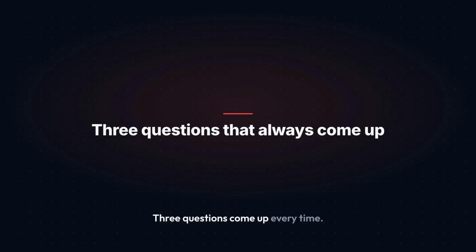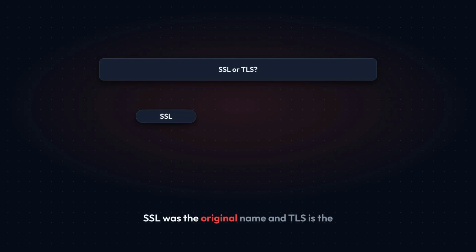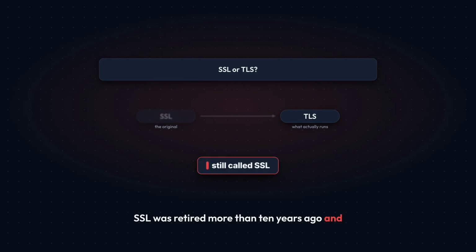3 questions come up every time. How SSL and TLS relate to each other, what a certificate costs, and who actually runs a DNS server. So what is the difference between SSL and TLS? SSL was the original name, and TLS is the successor. Everything running today is TLS. SSL was retired more than 10 years ago, and only the name stuck around, which is why the file people call an SSL certificate is actually used by TLS.